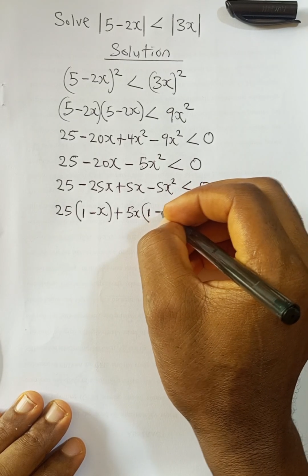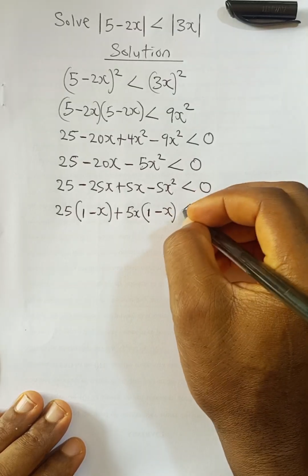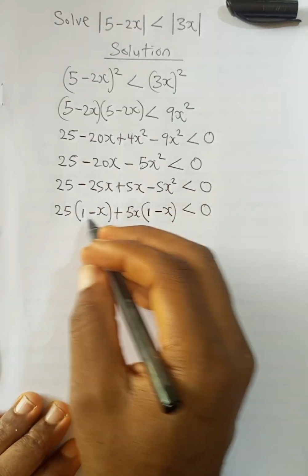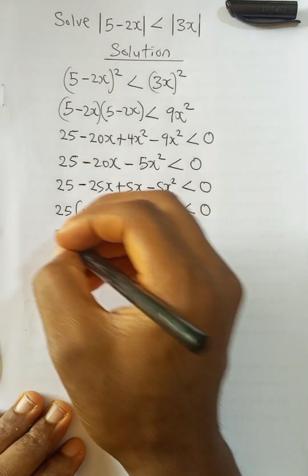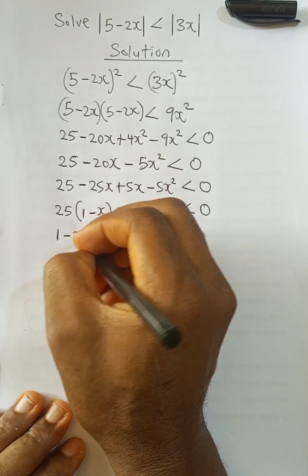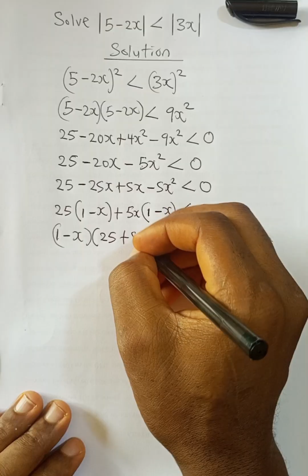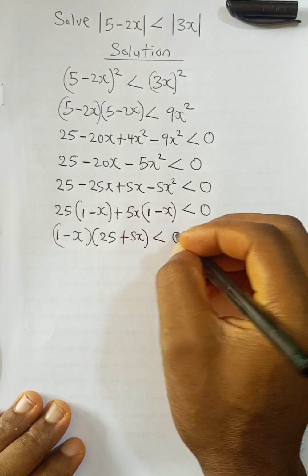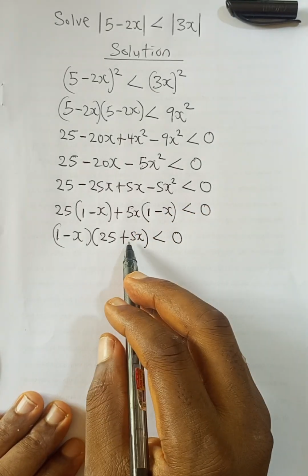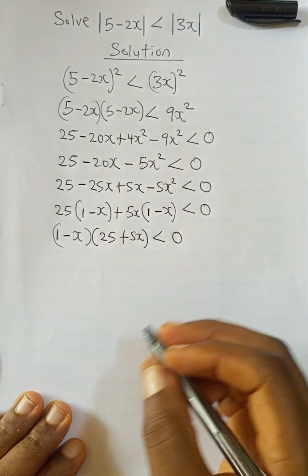1 minus x is less than 0. Remember the rule, the 2 brackets must be identical. So if you factor out the identical bracket, what remains? It will remain 25 plus 5x is less than 0. Someone can say you can factor out 5 here. There is no need. You can work with it like that.